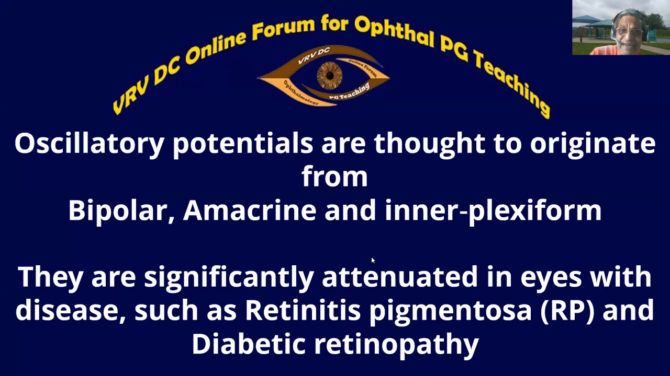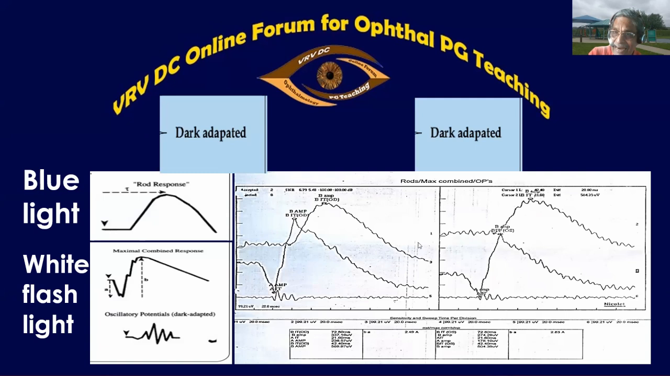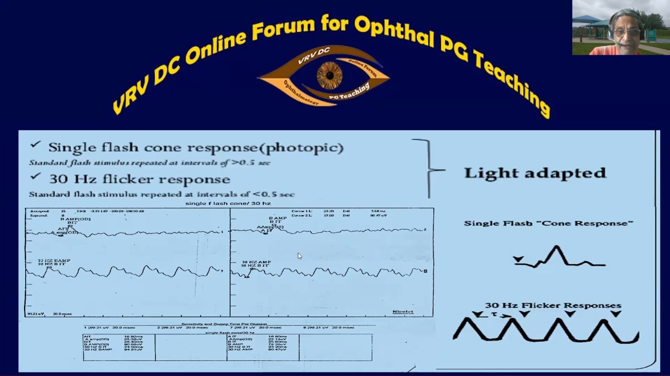When you have a blue light in a dark adapted eye, only the rod responds. When you have a flickering light of 30 hertz in a light adapted eye, you have only the cone response. You can easily come to a conclusion now. Suppose the cone response is absent while the rod response is present in the dark adapted eye; what does it mean? It's a case of cone dystrophy. Suppose the rod response, the blue light response in the dark adapted eye, is absent whereas the 30 hertz response is present; understand, it's a rod dystrophy, a rod problem. Suppose both are absent, it is a rod cone dystrophy. The classical example is retinitis pigmentosa. This is what you can deduce easily from the ERG.